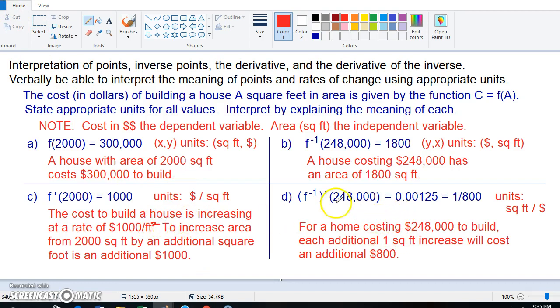Last one, part D. F inverse prime of 248,000 is 1/800, or 1 square foot per $800. So for a home costing $248,000 to build, each additional 1 square foot increase will cost an additional $800. So in section 2.4, there's a lot of interpreting. Function values, inverse values, instantaneous rate of change values, and sometimes there are a few inverse instantaneous rates of change.